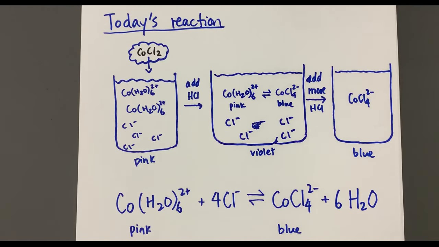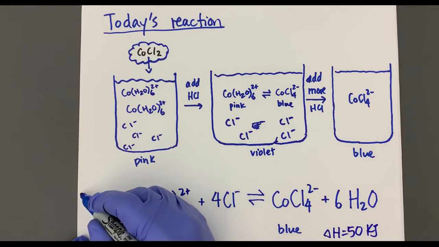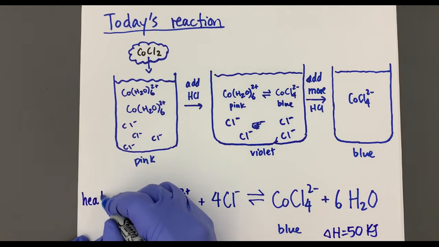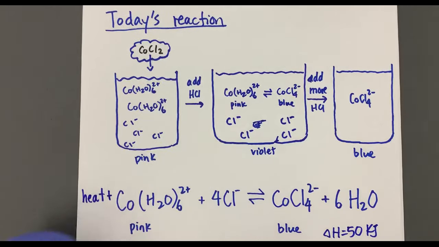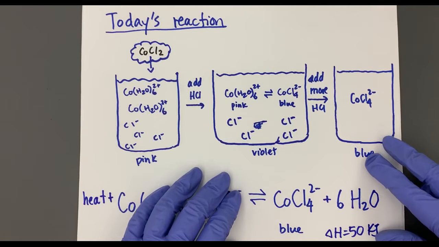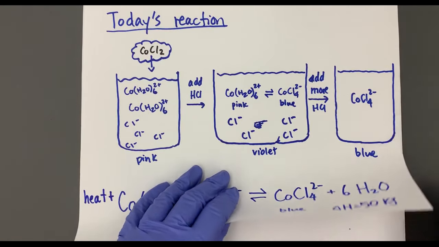In addition, this reaction has a delta H of positive 50 kilojoules. Okay, because it is positive, we should write heat as a reactant, because it is endothermic. All right, so based on this, we know what we're going to be doing today.